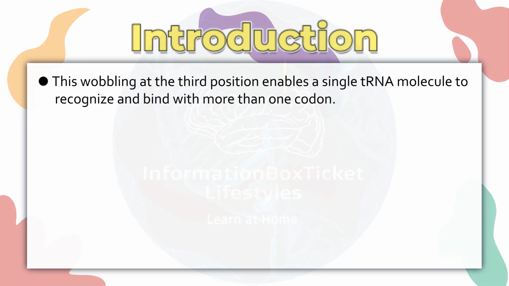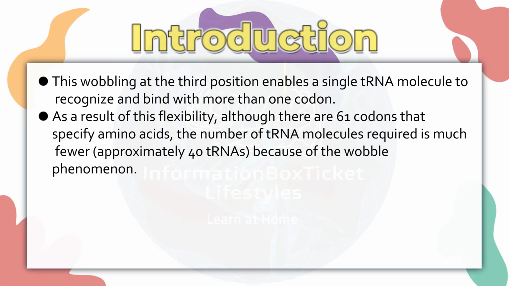This wobbling at the third position enables a single tRNA molecule to recognize and bind with more than one codon. As a result of this flexibility, although there are 61 codons that specify amino acids, the number of tRNA molecules required is much fewer, approximately 40 tRNAs, because of the wobble phenomenon.